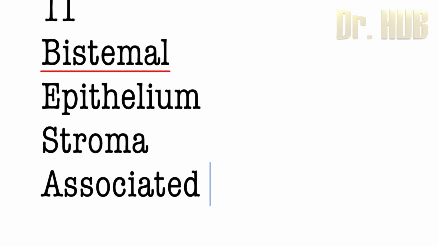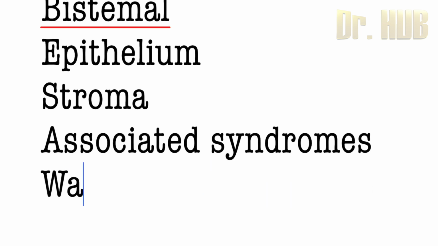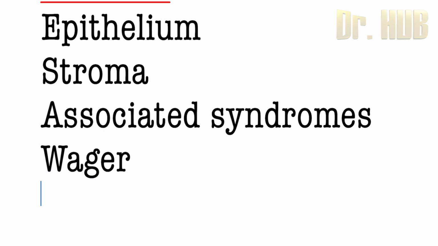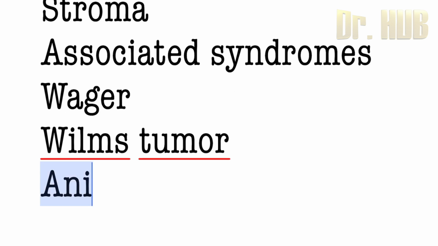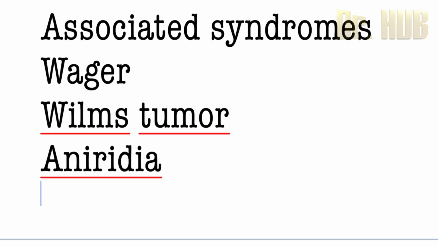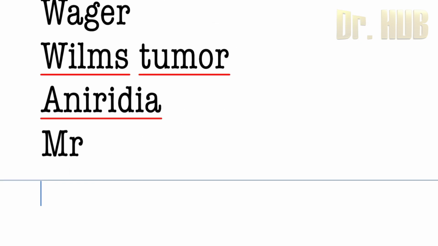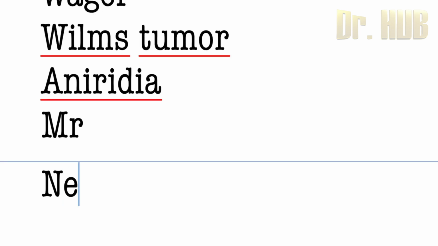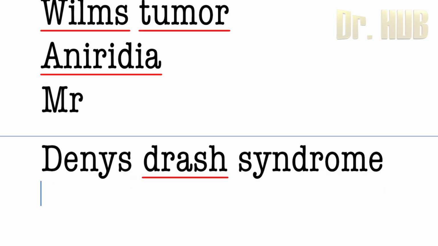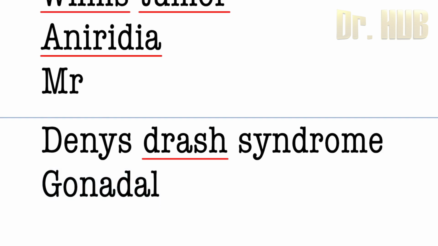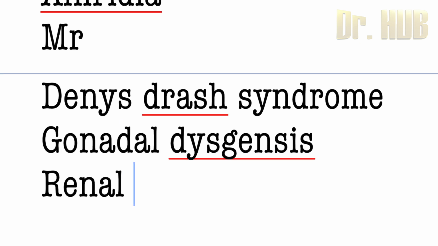So what are the associated syndromes? Associated syndromes include WAGR. So WAGR syndrome: Wilms tumor, next comes the aniridia, genital abnormalities, as well as MR, that is mental retardation. Next is Denys-Drash syndrome. Denys-Drash syndrome is nothing but gonadal dysgenesis, and then it also includes renal failure.